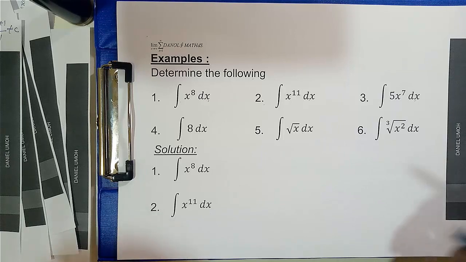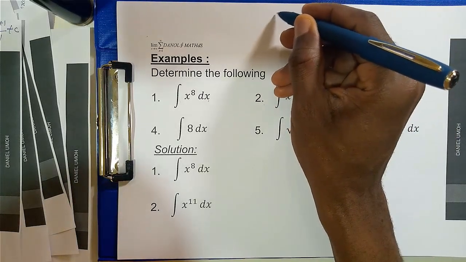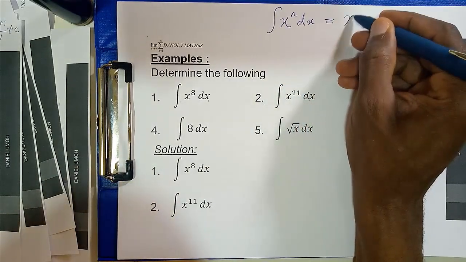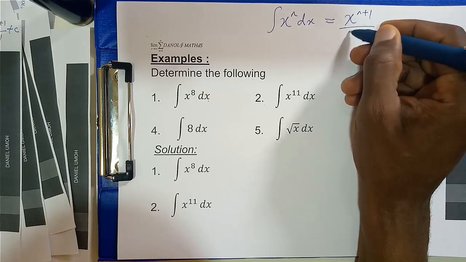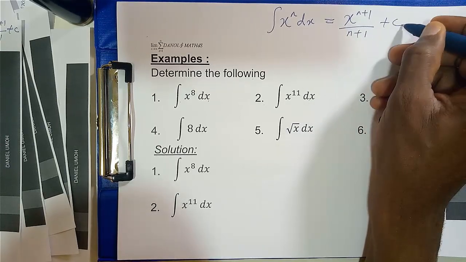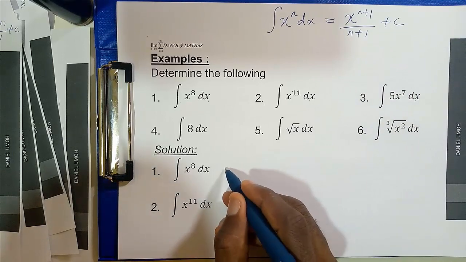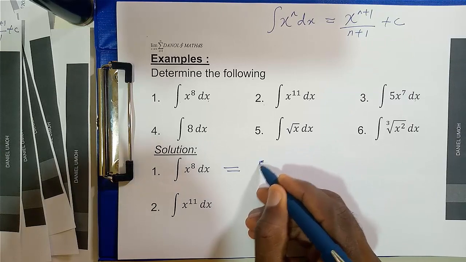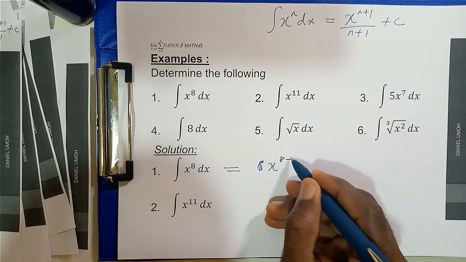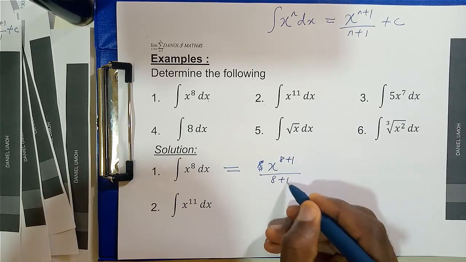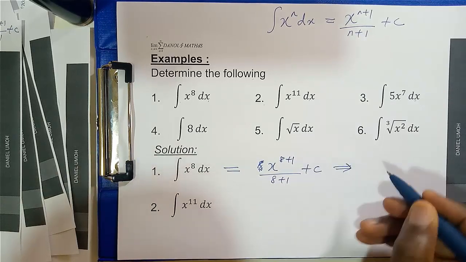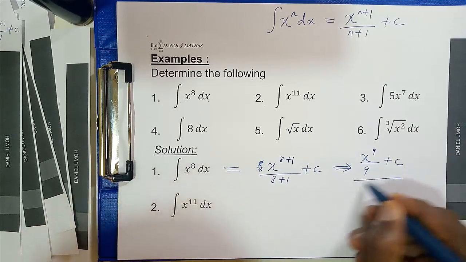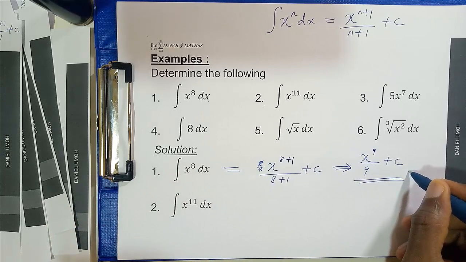Now, I want you to remember our general formula: the integral of x raised to the power of n dx is equal to what? x raised to the power of n plus 1 over n plus 1 plus c. So if I apply it here, I'll have this to be equal to what? This is actually x raised to the power of 8 plus 1 over 8 plus 1 plus c. So this will give me x raised to the power of 9 over 9 plus c. That's the answer. As simple as that.